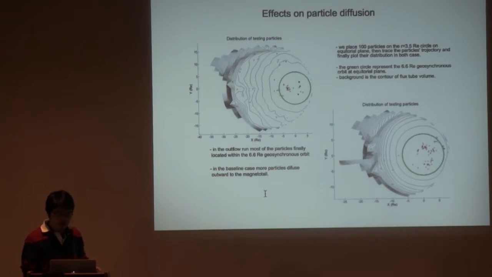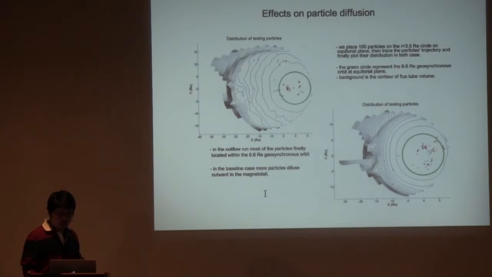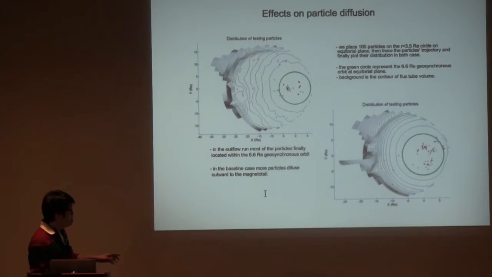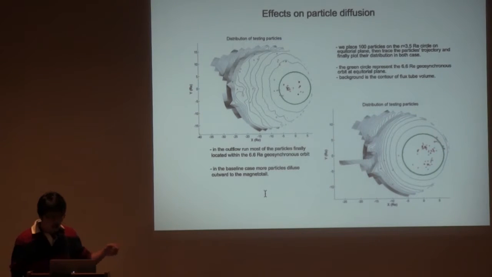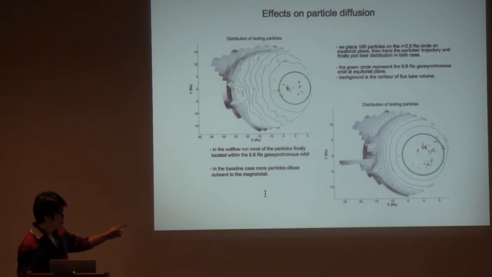And here, I basically placed some test particles at R equal to 3.5 RE, equally distributed, and I traced how these particles will evolve and finally end. The left one shows you the baseline, the right one is outflow. You can see that more particles diffused outward and drifted to the tail. And in the outflow one, more particles are confined within 6.6 RE. The green circle means the 6.6 RE.